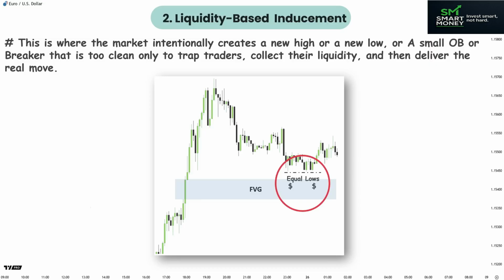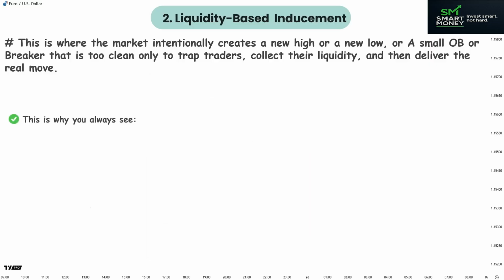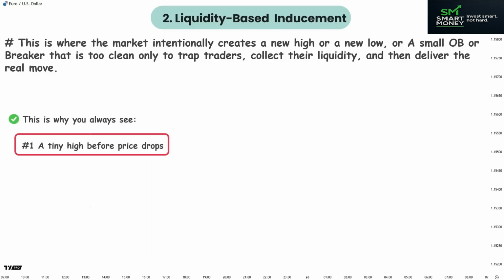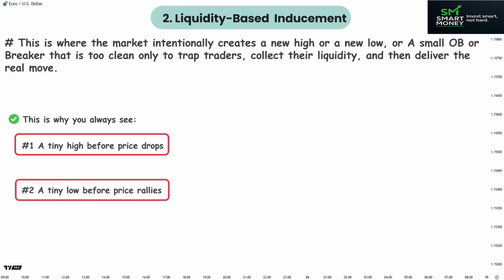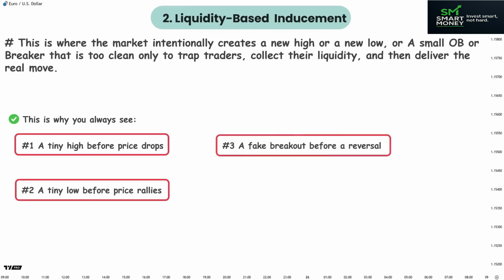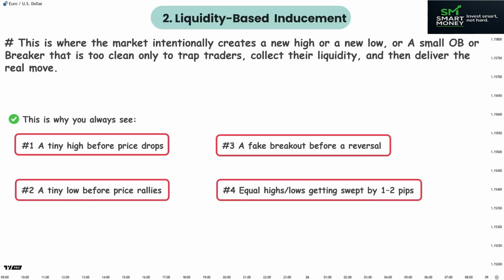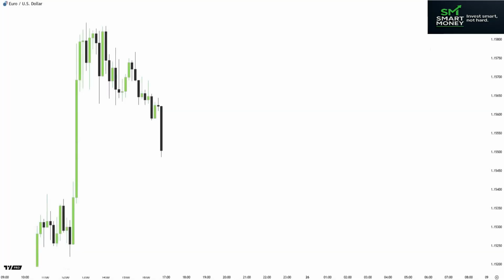The main purpose of this course of action is to generate stop losses that smart money can use as fuel, by taking retail into wrong trades so their stops can be collected right before the real move. This is why you always see a tiny high before price drops, a tiny low before price rallies, a fake breakout before a reversal, equal highs or lows getting swept by 1 to 2 pips. These are not coincidences. This is smart money intentionally engineering liquidity. Now let's go deeper with real price chart scenarios.